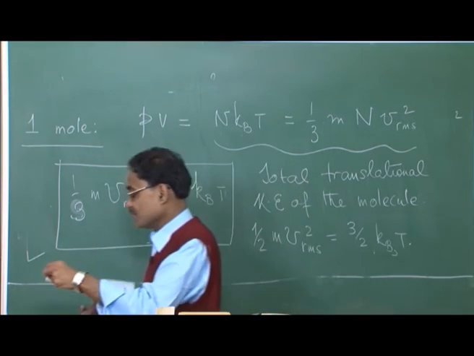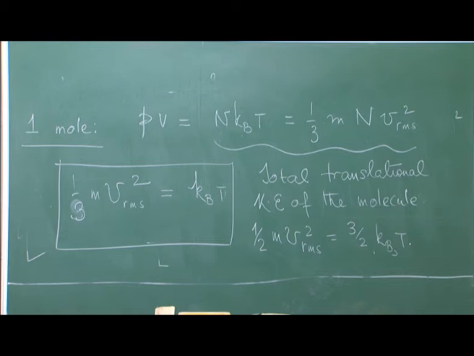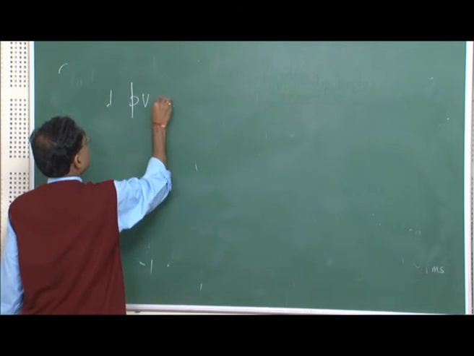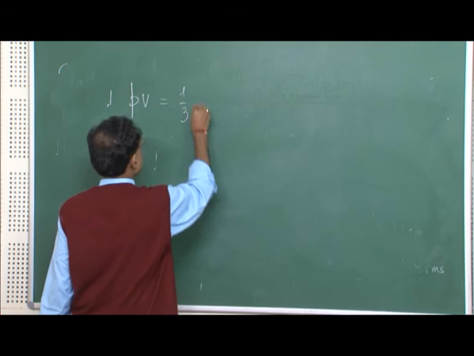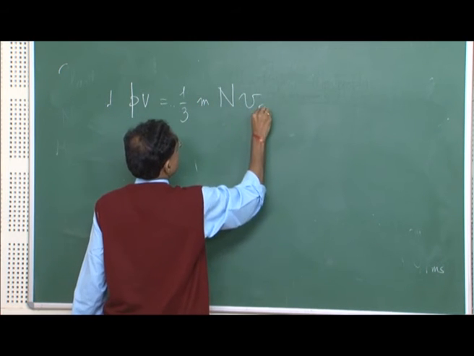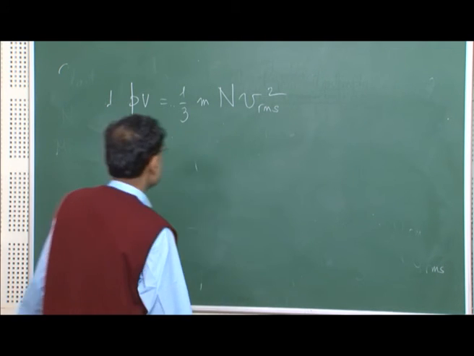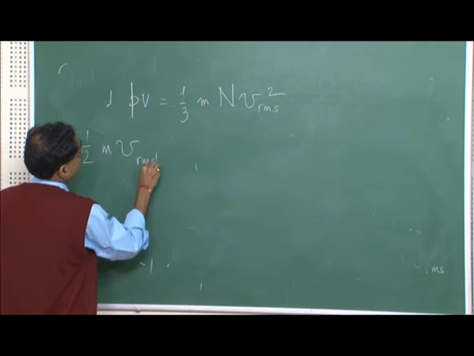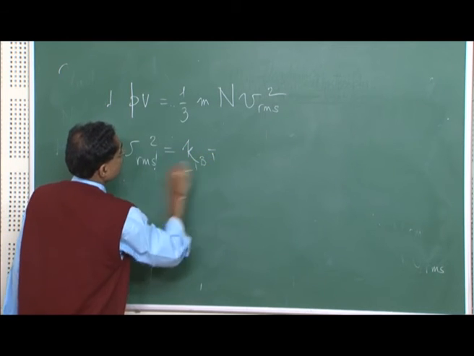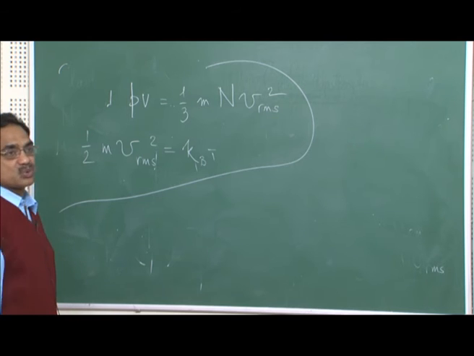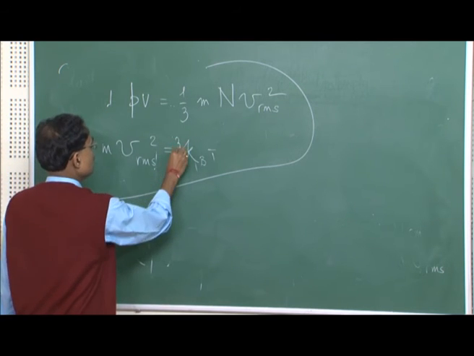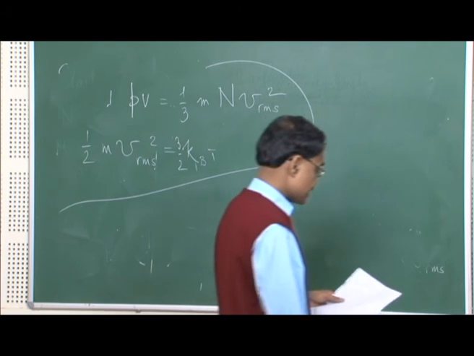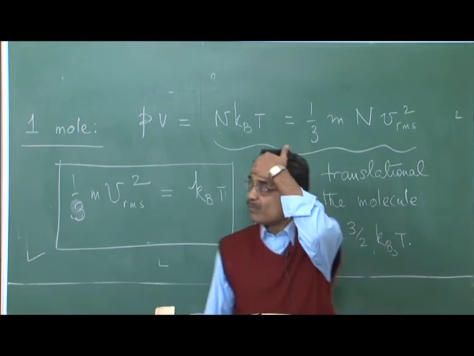I can use this to derive something which is fundamentally more important. Let us see what I arrived at so far. I have got PV is equal to 1/3 m N V RMS square, and then I have found out half m V RMS square is equal to 3/2 kT. These are the two important things we have gotten so far. Now, I can ask you the question: can I go further?